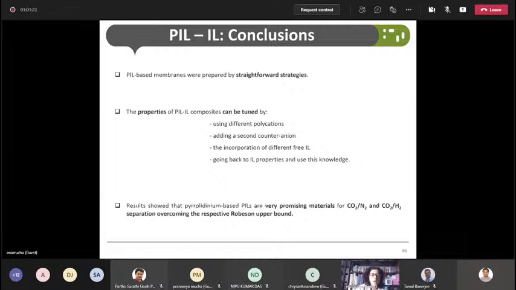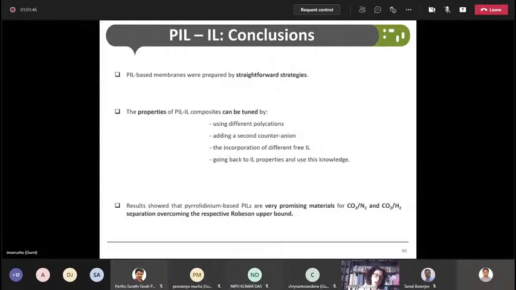Okay, so what are the results? The conclusions. The conclusions is that the preparation of pill-hill is very promising. We can really tune it with different polycations, different counteranions, mixtures, and so on. The results for the separations are also very promising.